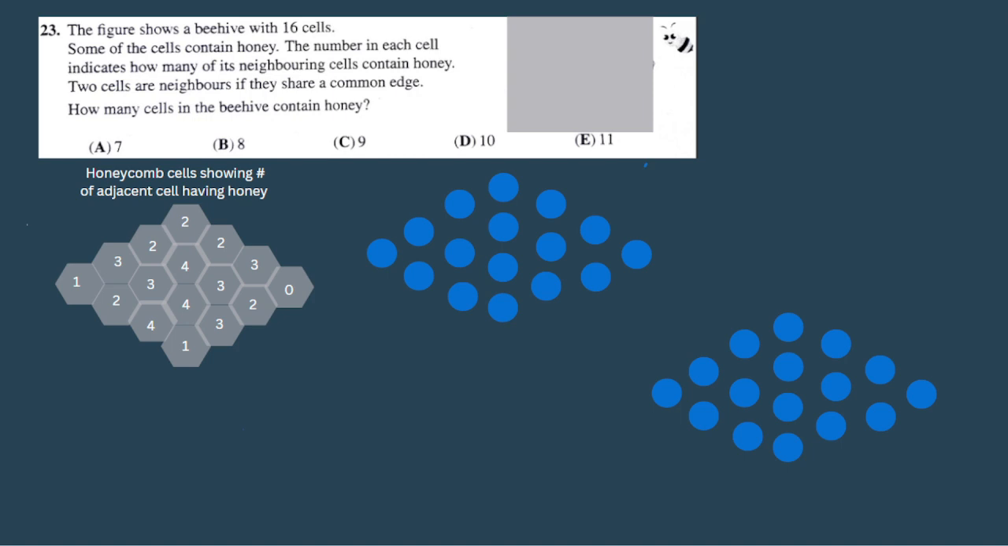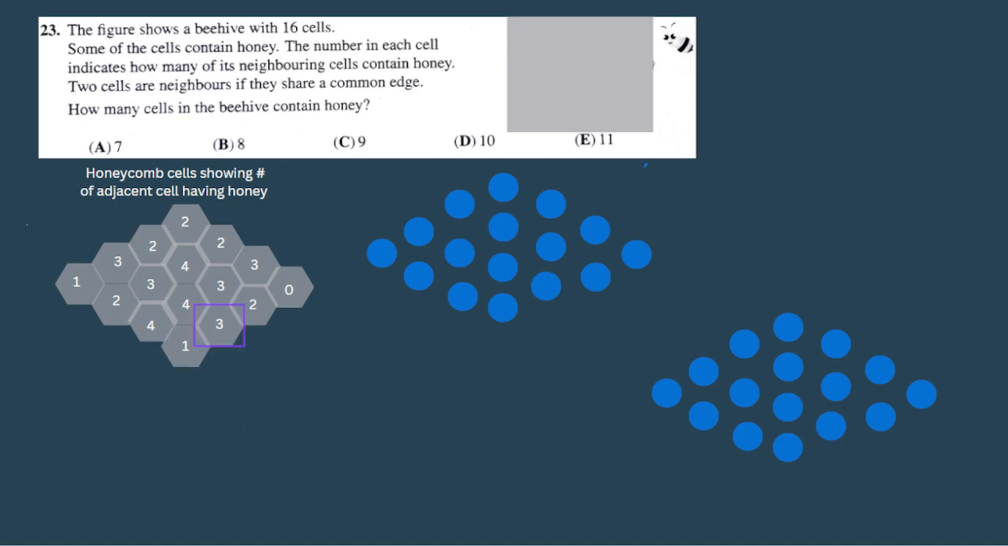The figure shows a beehive with 16 cells. Some of the cells contain honey. The number in each cell indicates how many of its neighboring cells contain honey. Two cells are neighbors if they share a common edge. How many cells in the beehive contain honey?